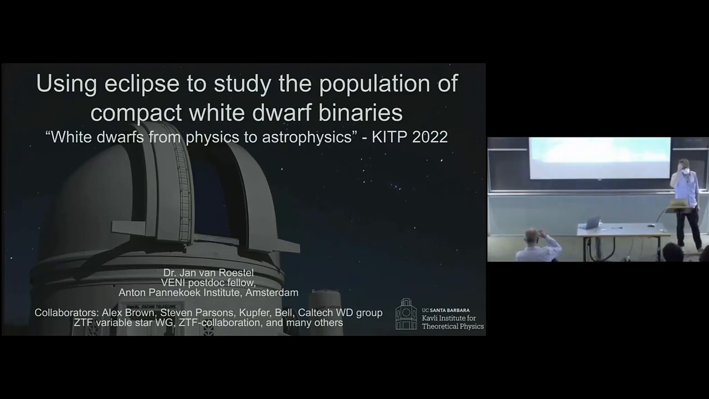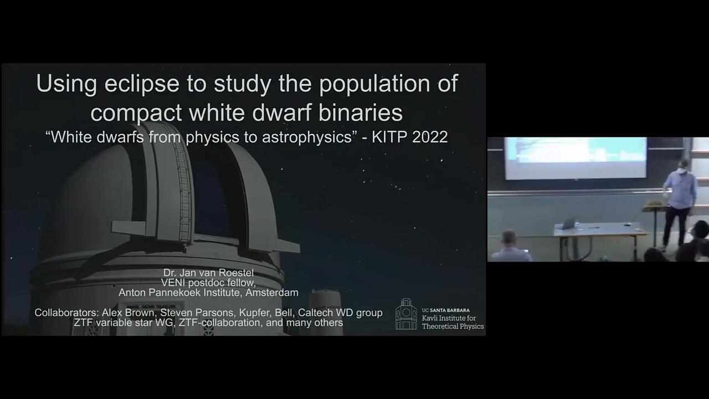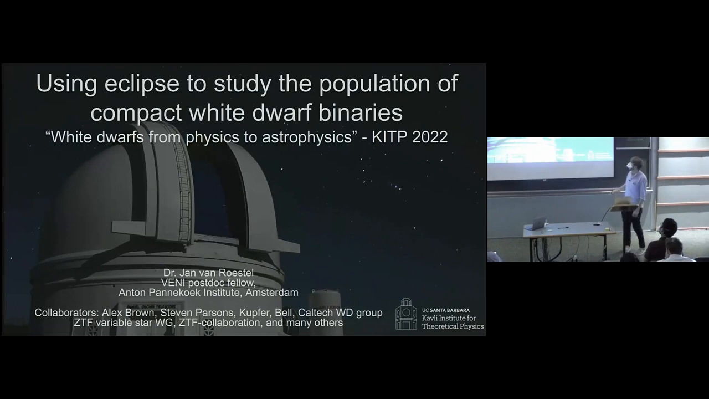My interests are basically using large-scale time domain surveys specifically to learn things about white dwarf binaries. And today I'd like to talk about specifically using eclipses in photometric surveys such as ZTF to study white dwarf binaries.